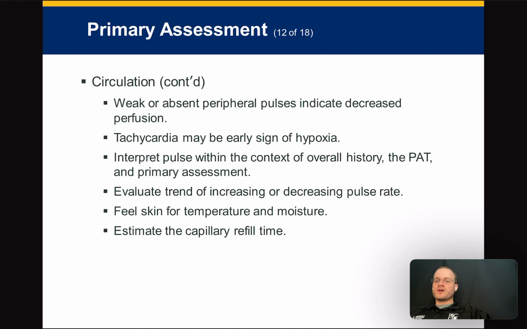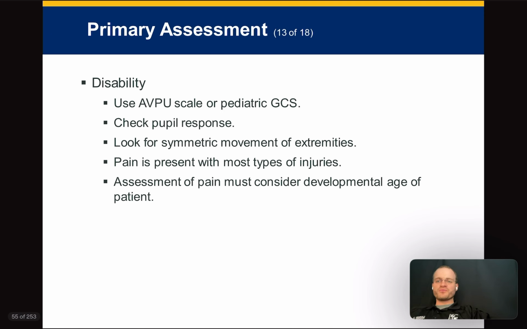So we use cap refill, skin temperature, skin moisture. Talked about that. You can use the AVPU scale or the pediatric GCS scale. Their pupil response could be helpful in determining neurological function. That should be pretty brisk. Also, symmetrical movement of extremities. If you see the kid's only moving one arm, even a newborn only moving one arm, you might think they may have broken that arm in delivery or something like that. The body should be symmetric, obviously. So that's something to assess.